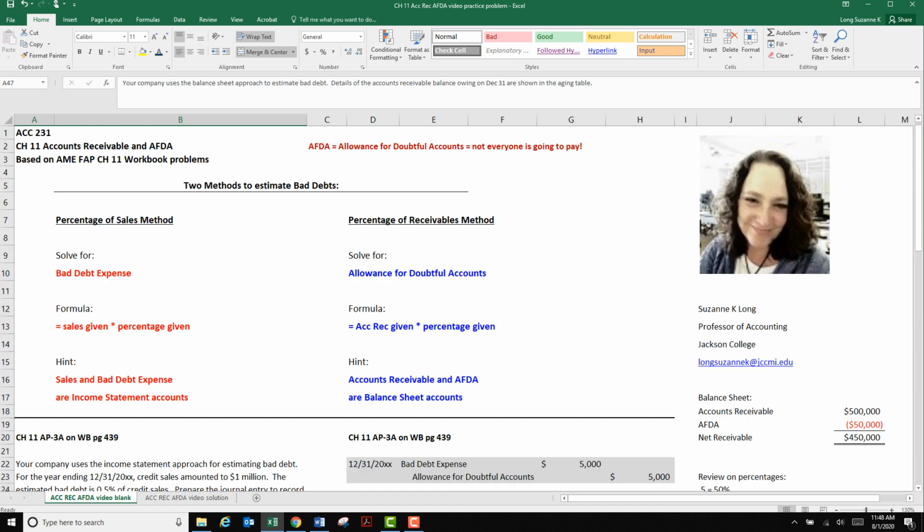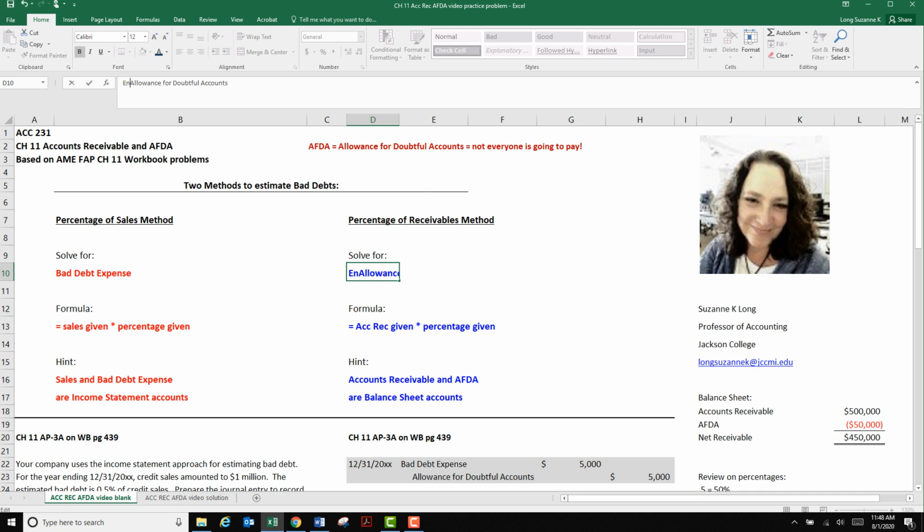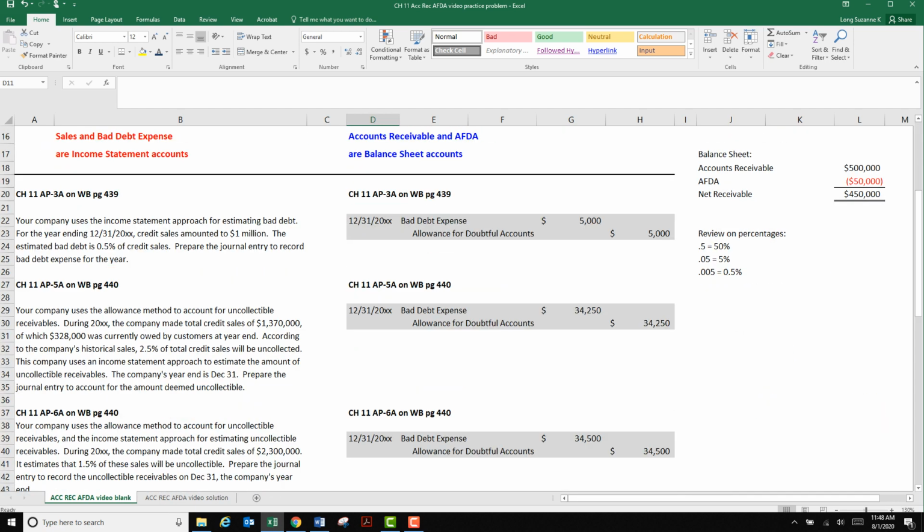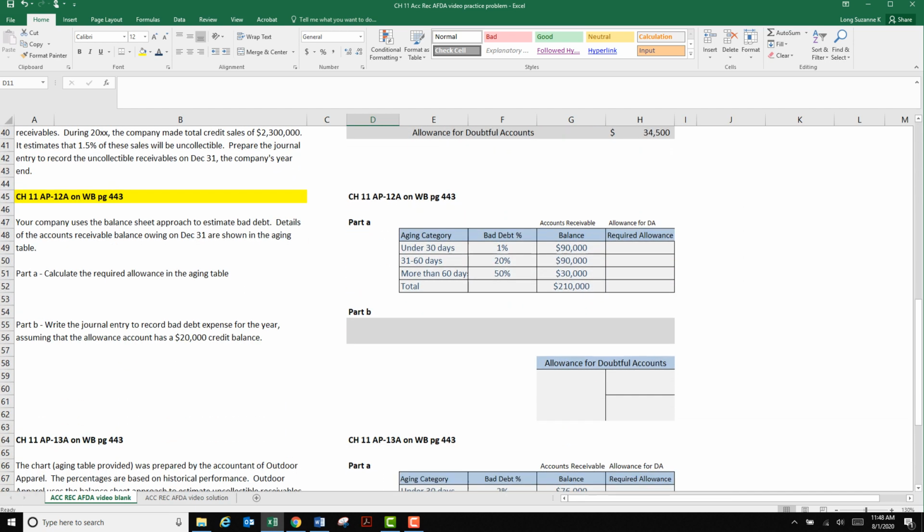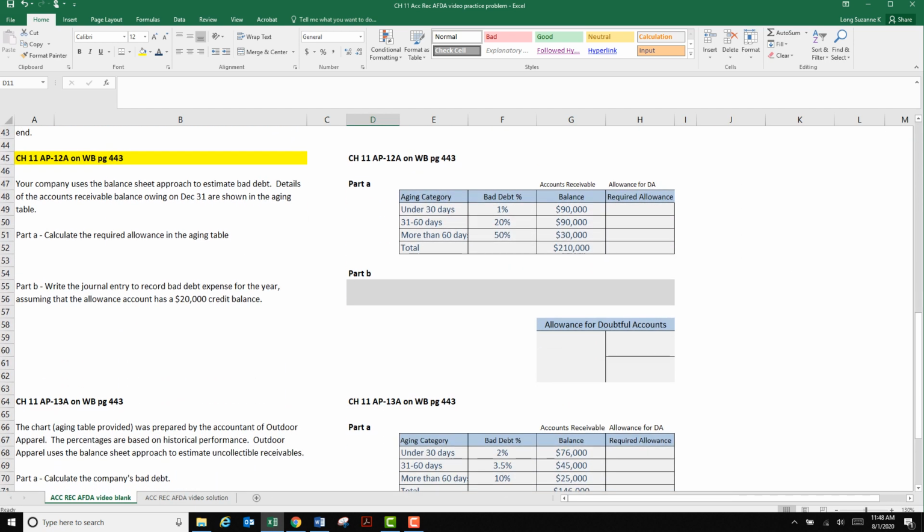Different method, different approach. Percentage of receivables: solve for the ending balance and allowance for doubtful accounts. Maybe we should add that. Solve for the ending balance and allowance for doubtful accounts. Okay, so let's see how this method goes. Balance sheet approach. Yeah, this is the other method.